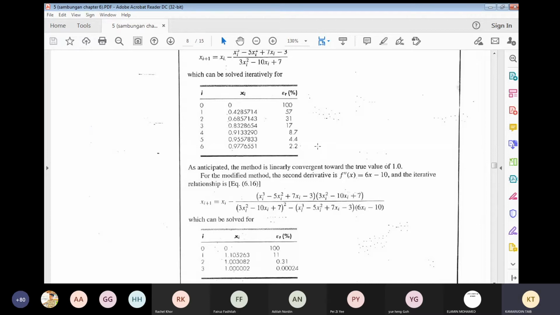which is x i plus 1 equal x i minus f(x) multiplied by f prime(x), divided by f prime(x) squared minus f(x) multiplied by f double prime(x). Okay.